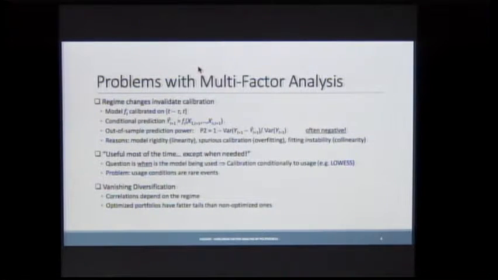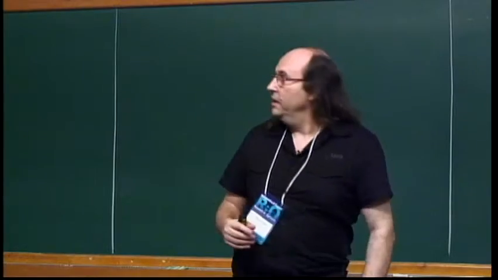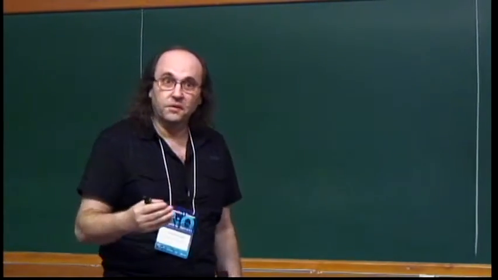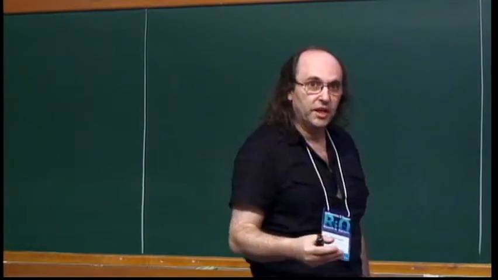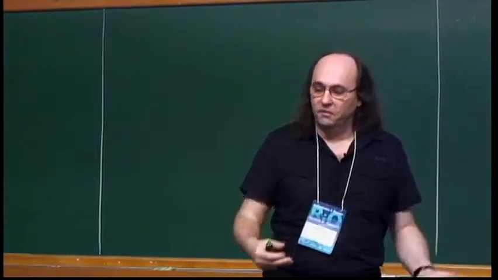Second question. Sometimes it's okay, and this is not too negative. But it turns negative precisely when you need it. Why so? Very simple. Basically, the use of a risk model is when you have a crisis. A crisis means a regime change. Regime change means what you have calibrated is no longer valid.